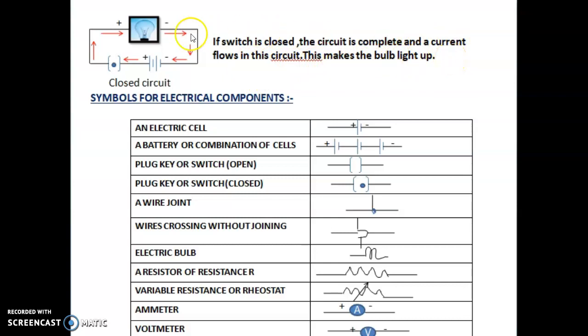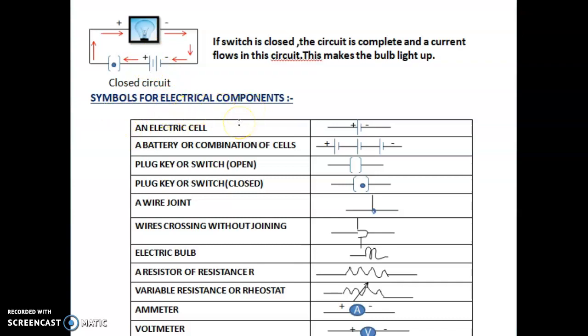So you can see the difference here. This is a closed circuit. What happens when there is a closed circuit? The circuit is completed, the current will flow in the circuit, and the bulb will glow. These are some symbols for electric components.